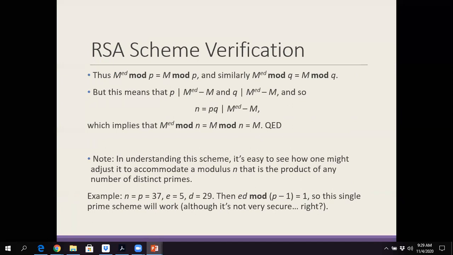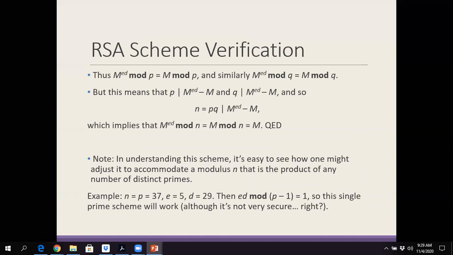M to the ed mod p is just m mod p. That's what we basically just showed, yes? M to the ed: remember, m to the e was when we encrypted the message. Then we raised that to the d to give us m to the ed. If I work mod p, I get m right back, the original message.